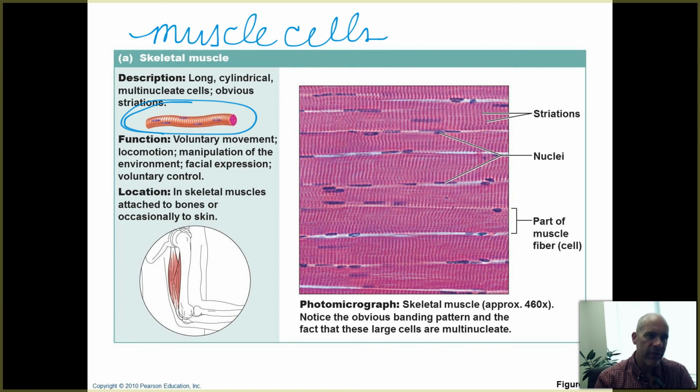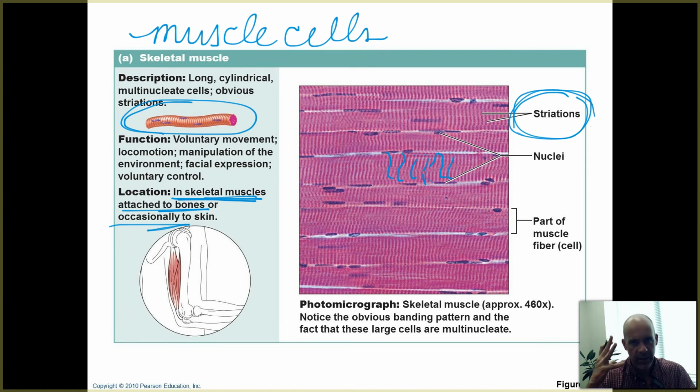And if you look at them under the microscope and you stain them with various dyes, they look striped. And those are called striations. Striations there refers to the striping that you see. And that striping is due to the proteins in these cells that allow contraction to take place, muscle contraction to take place. So you find these types of cells in your skeletal muscles that are attached to the bones or attached to the skin, like your facial muscles. These are the muscles that are involved in voluntary movement, maintaining posture, and your facial expressions.